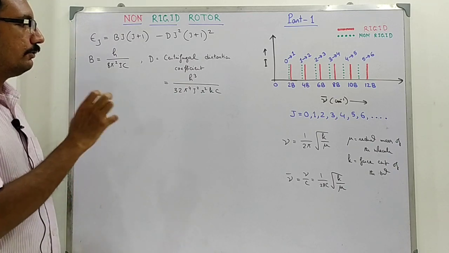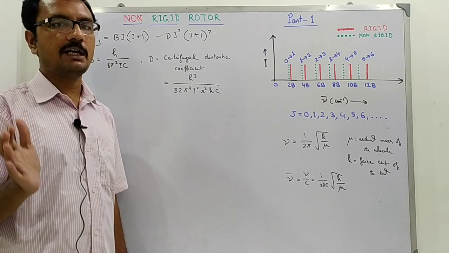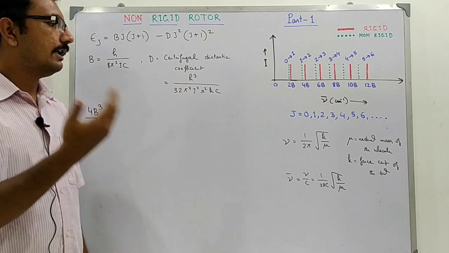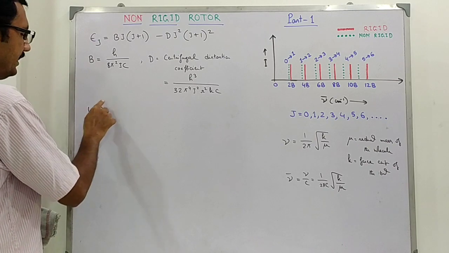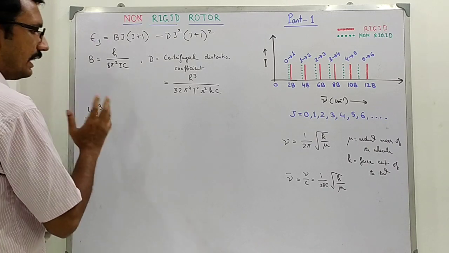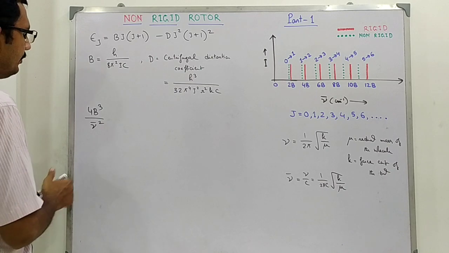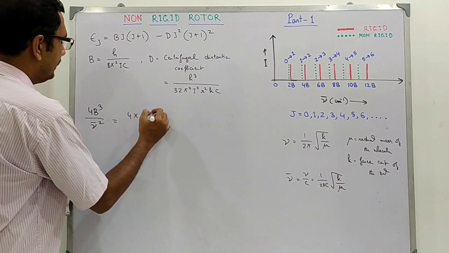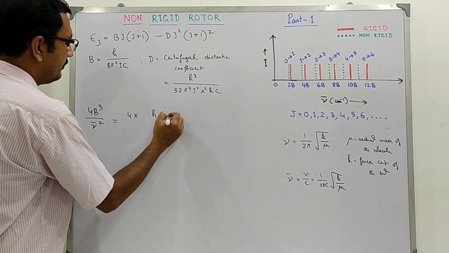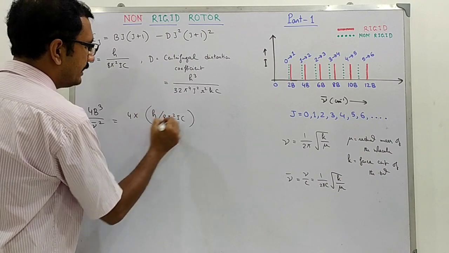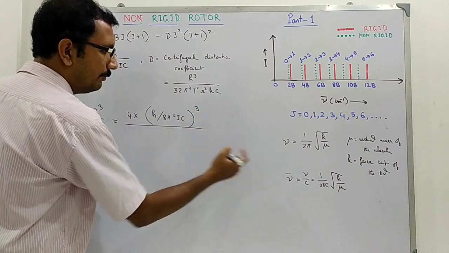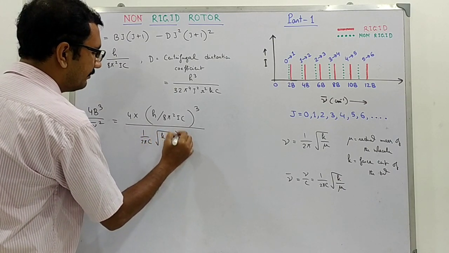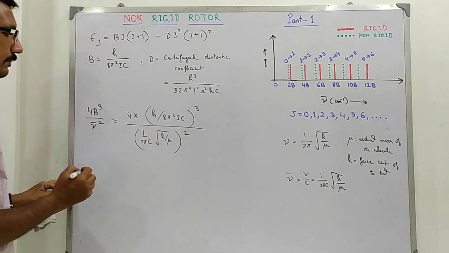Please follow the textbook Banwell and McCash regarding spectroscopy. That is an elegant book before going to the further and the higher versions. So, this 4B cube by nu bar square I am getting through trial and error method, and let us see what happens. We put here the value of B. So, it is 4 into B, meaning h upon 8 pi square I c, and it is cube here, and this nu bar is 1 by 2 pi c root over k by mu, whole square.